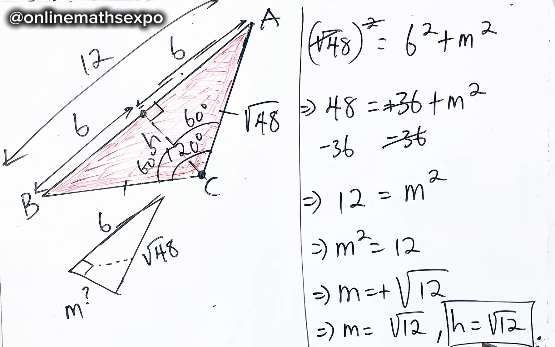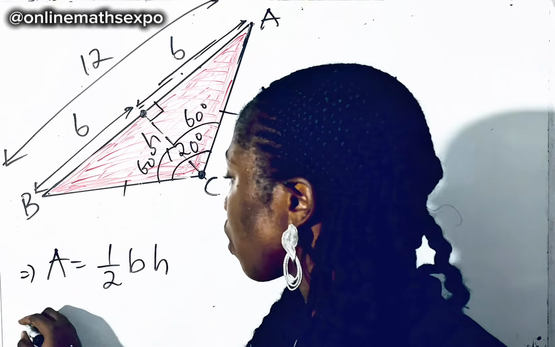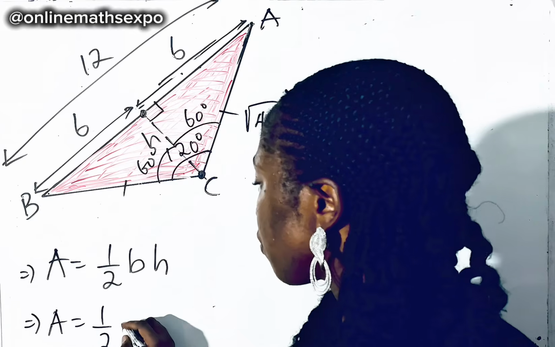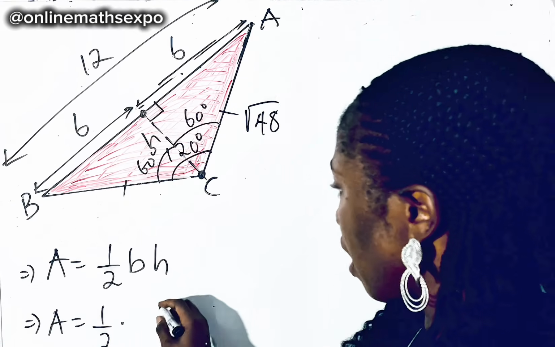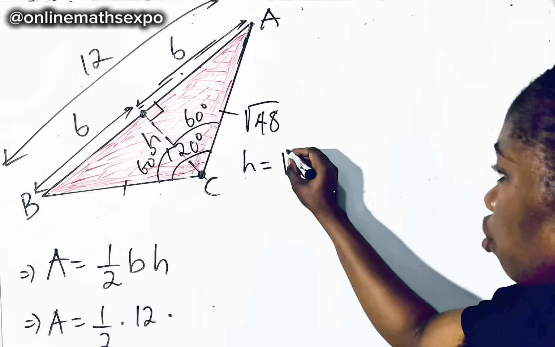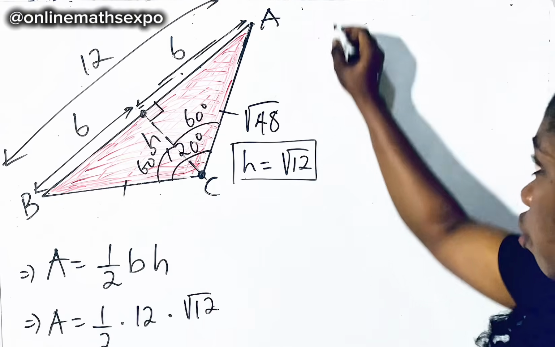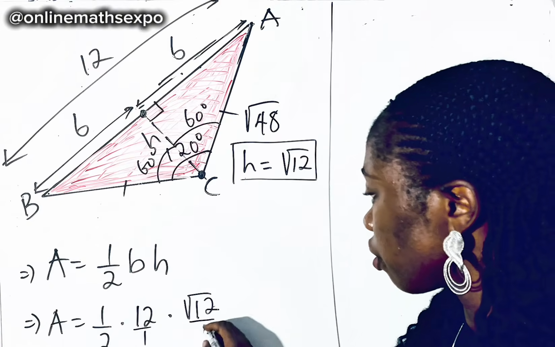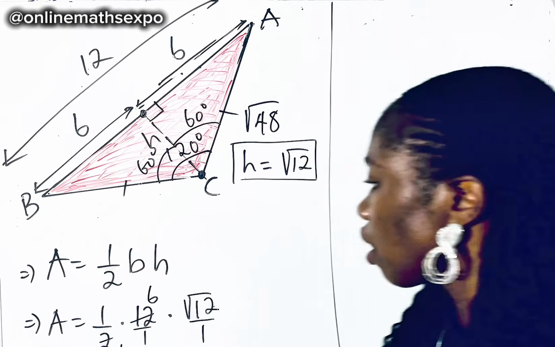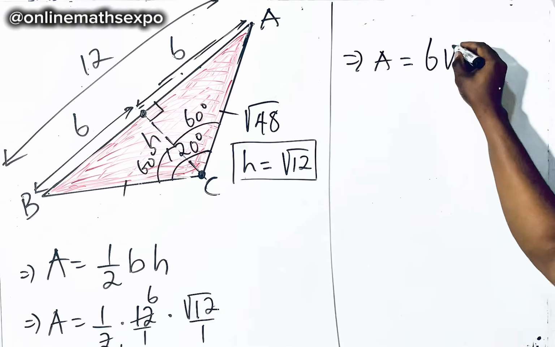Now that we have found the height and we know the base, we can get the area. Let's do it together. The area of the triangle is half base times height, so area is equal to half times our base, which is 12, and our height, which gave us root of 12. So we substitute square root of 12. Simplify this: this is over 1, 2 here is 1, 12 here is 6. So the area is 6 times 1 is 6, we have 6 root 12.